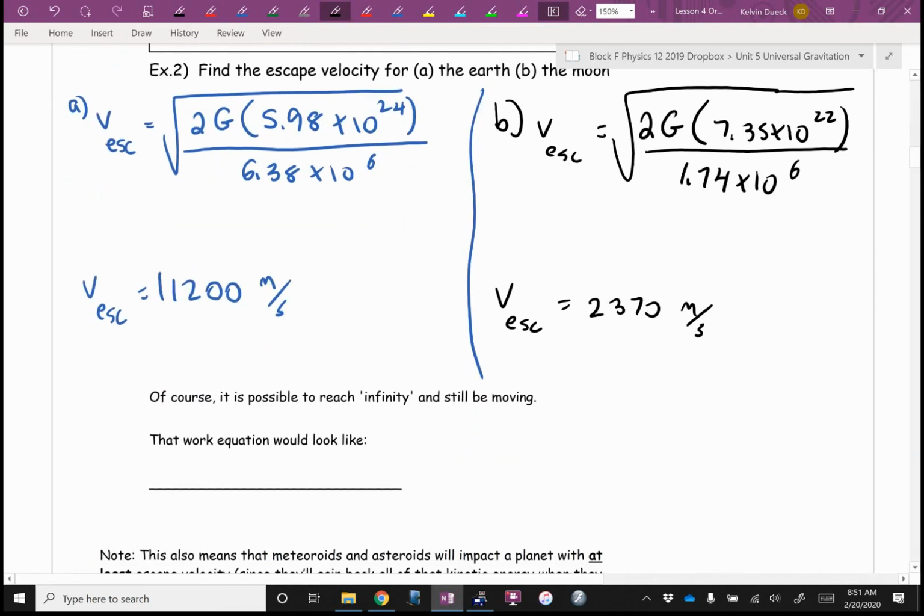It is possible to reach infinity, Nick, and still be moving. That would look like this. KE final plus PE final equals KE final plus 0 because you're out at infinity. But that would just mean you got some extra energy left over. It must be kinetic. Can't be potential. Oh, initial and initial on the left-hand side. Thank you.